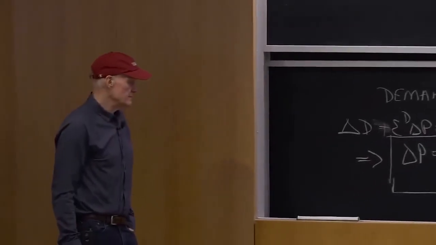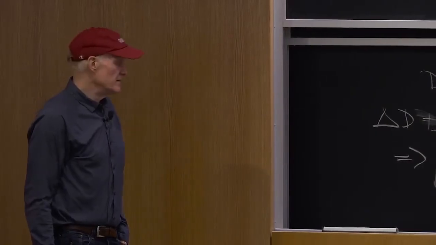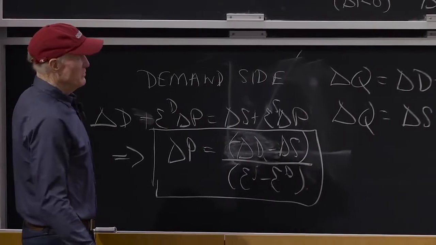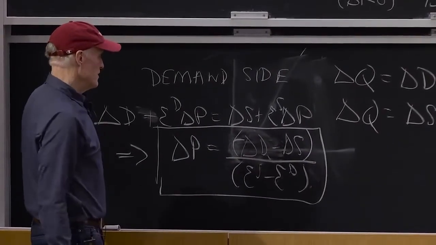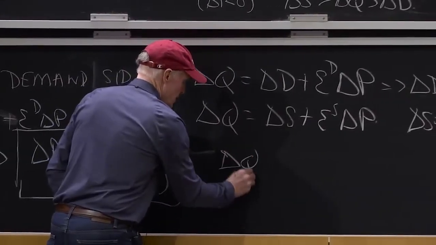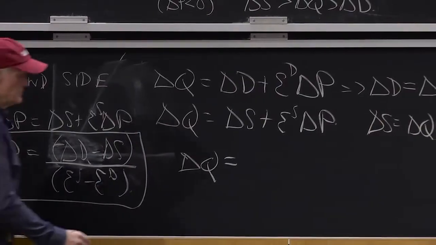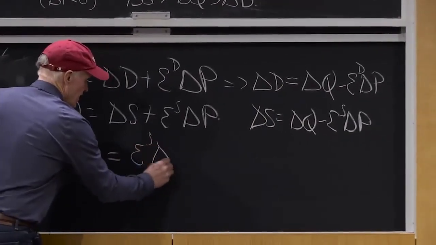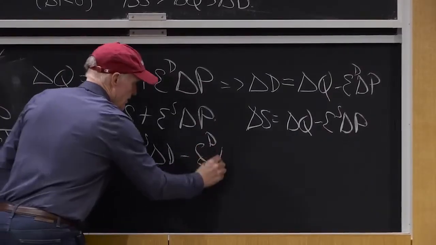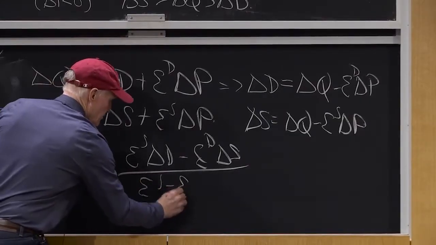Any questions that people have about that? And then you can just plug that back in to get delta Q. You plug it into either demand equation to get delta Q. Anybody know what the formula for delta Q is? It actually turns out to be (epsilon S delta D minus epsilon D delta S) divided by (epsilon S minus epsilon D).